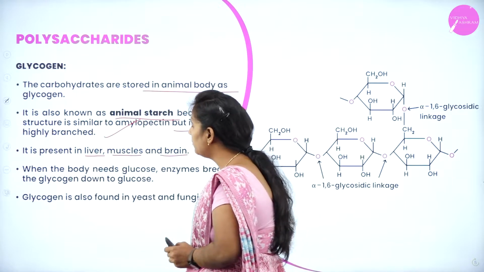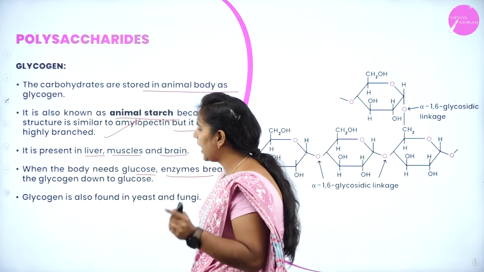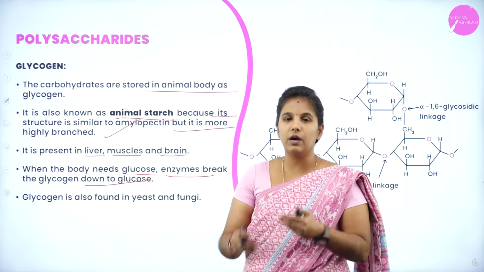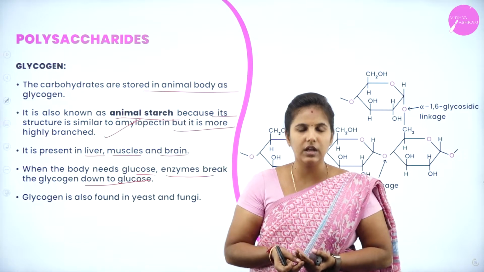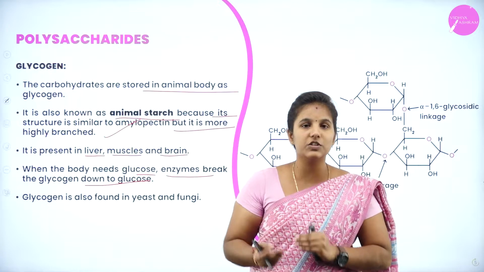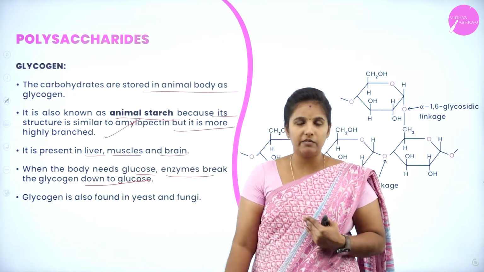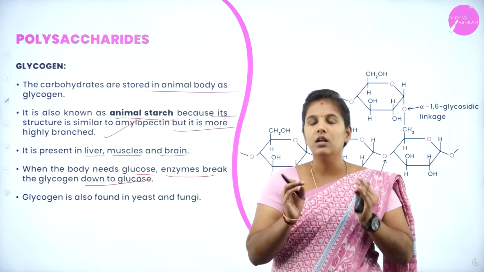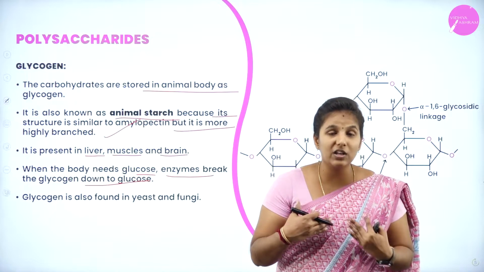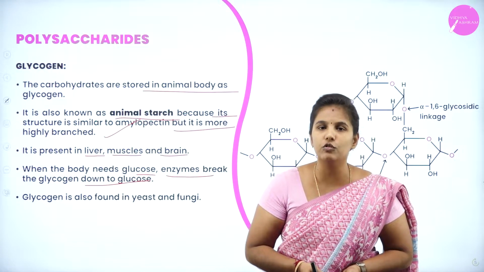And when the human body needs glucose, the enzyme breaks the glycogen into glucose. So what if the body needs energy? What will happen? Our body itself will store this glycogen, especially in the liver, as well as in the muscle, as well as in our brain. When the body needs the energy, an enzyme found in our body can break down this glycogen and give rise to the energy in the form of glucose.